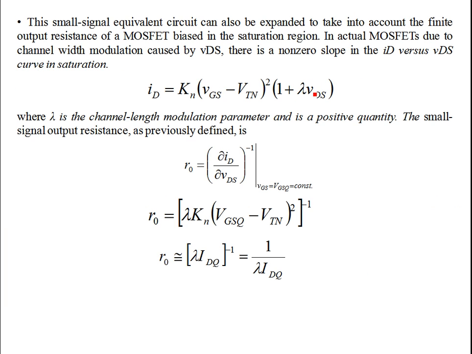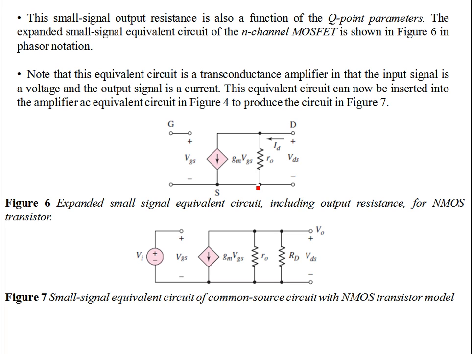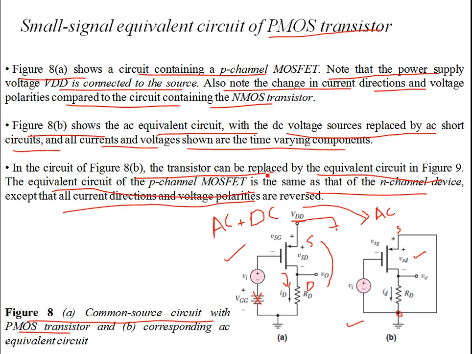R0 is due to this modulation parameter lambda, because the current is in saturation. As a linear amplifier, you have to bias the transistor in saturation. So if you take the gradient of this curve, ID versus VDS, and take the inverse, it becomes ohms. So this is your forward resistance, which has to be accounted for in the small signal model. Note that this small signal output resistance of the MOSFET device is dependent on the Q parameters, that is the IDQ, the quiescent DC current. So apart from the direction of current and the voltage, you have a very similar small signal model for the PMOS device as well.